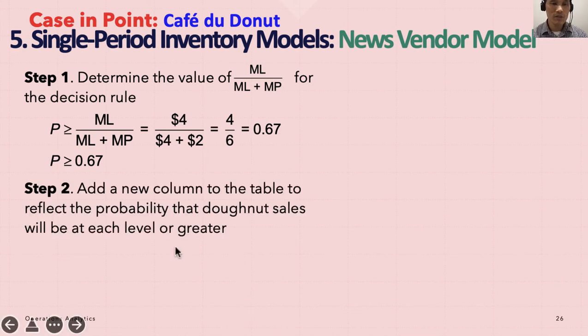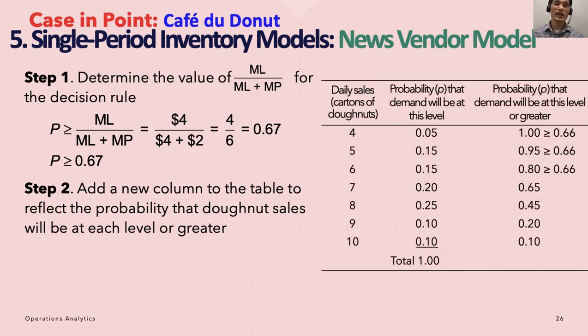The second step is to add a new column to the table that you had before and find the probability that donut sales will be at each level or greater. So let's go here, and here are the 2 columns that we saw from the previous slide. You have to calculate the probability that demand will be at this level or greater, and it's simply adding all these numbers up and putting it here.